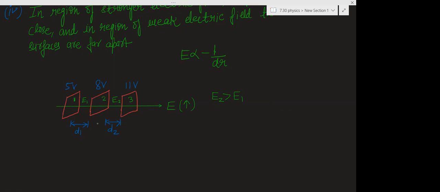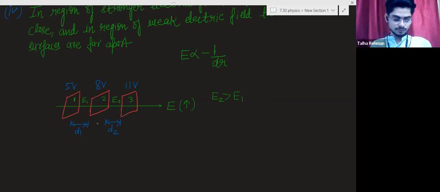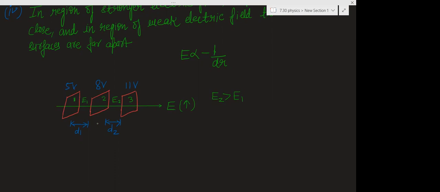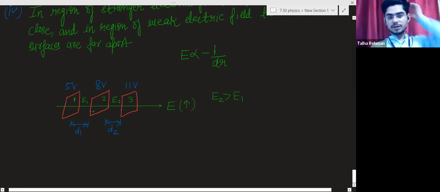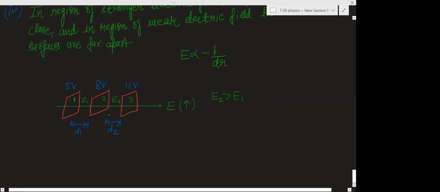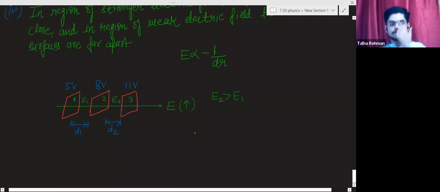D1 and D2. Which one is greater between D1 and D2? Will D1 be greater or D2 be greater? Let's see. Which one? D1 is greater, sir? How? Why?